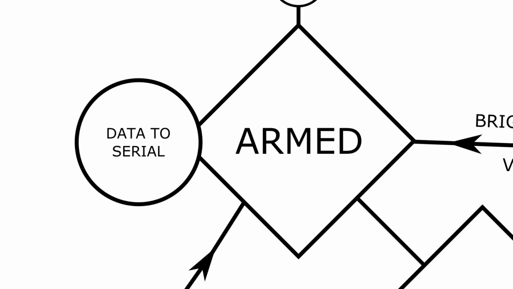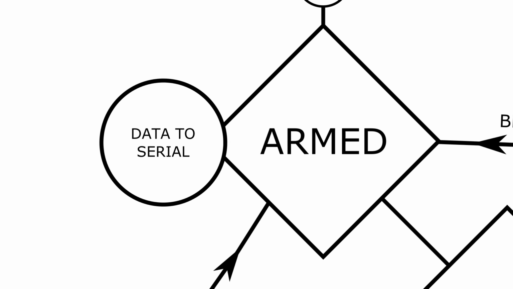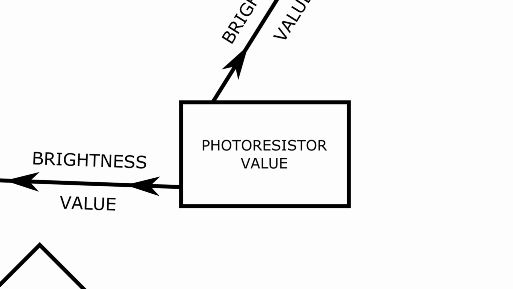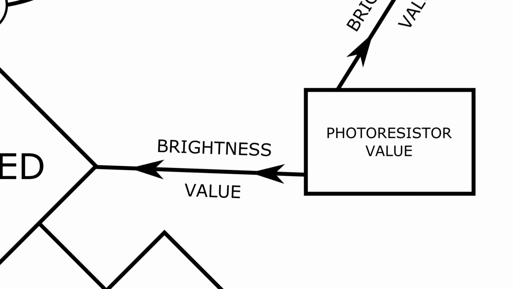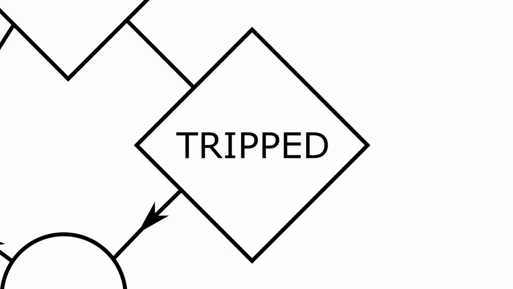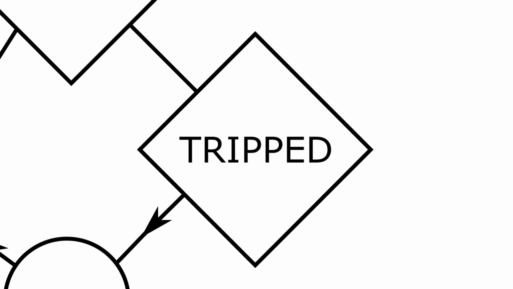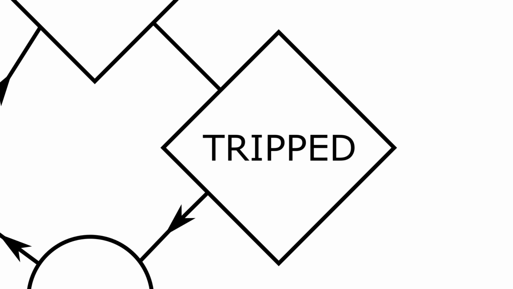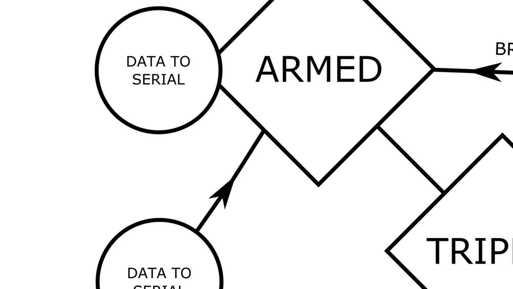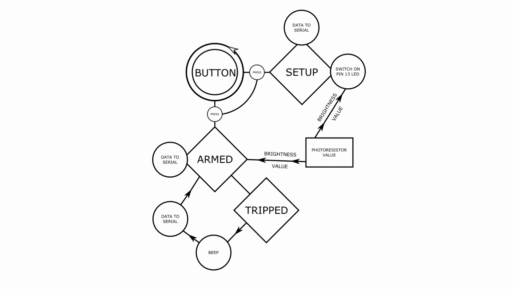In the armed mode, it does the following. Every 3 seconds, it reports via serial communications. It checks if the value from the photoresistor dips due to the laser being broken. And when the laser beam is broken, the trip mode is started. In trip mode, the tripwire has been tripped. It beeps 3 times and the data is sent to the serial port, then returns to the armed mode.